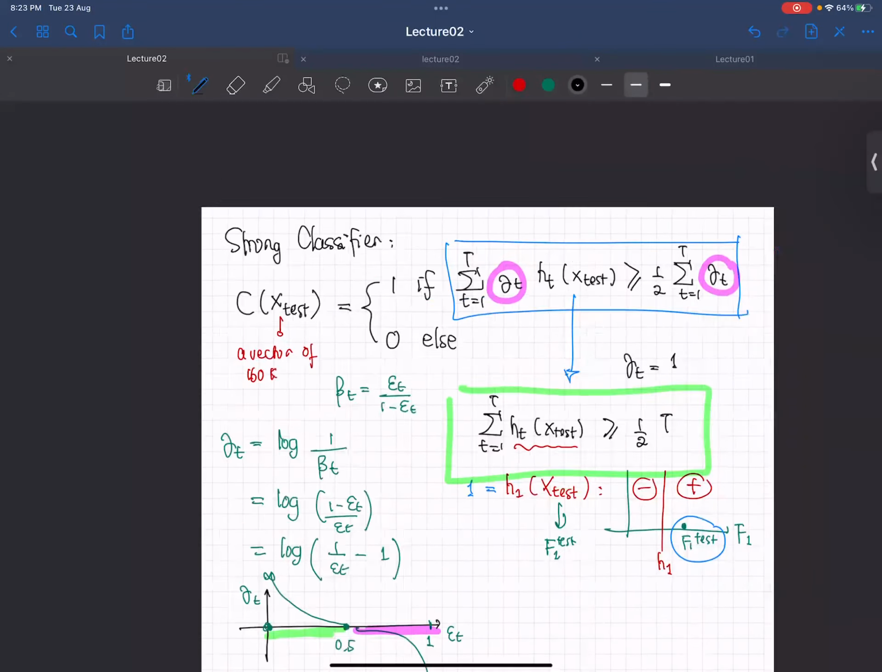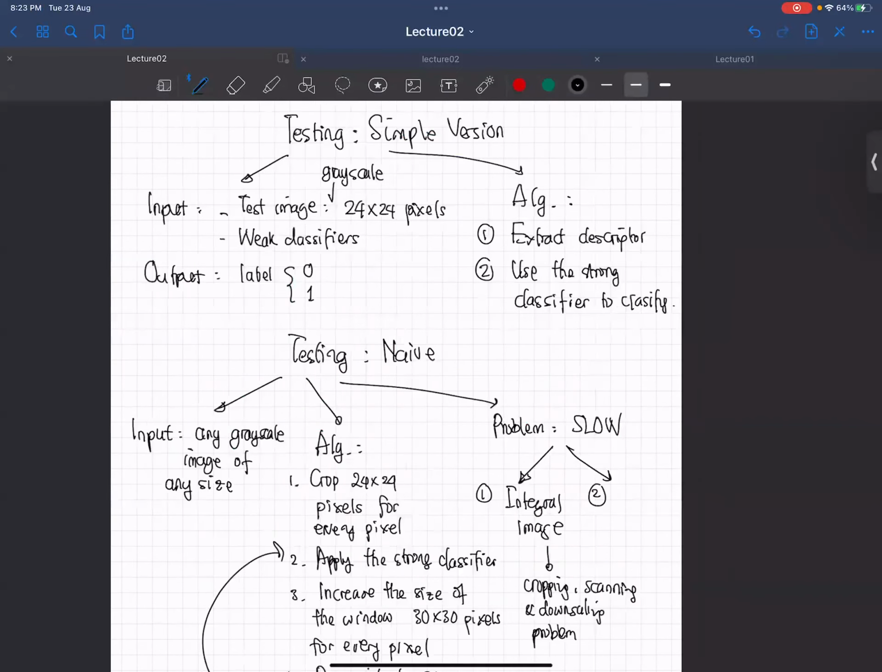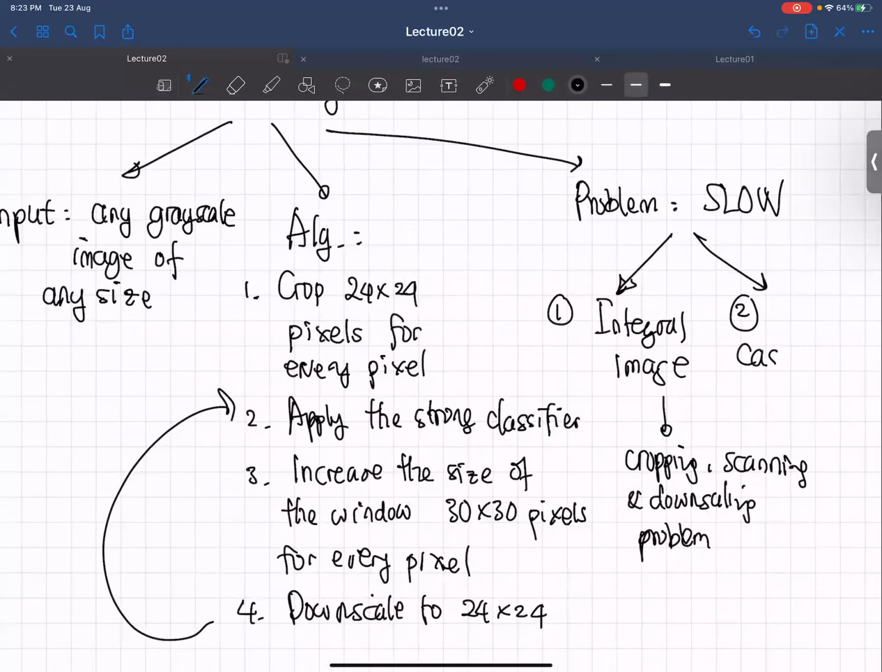For that reason, we will see later that this has something to do with cascading. The basic idea of cascading is that if the first features already say this is not a face, reject it immediately, not waiting until 200 features. That's why we have to be conservative in that way. So that will speed up the process as well.